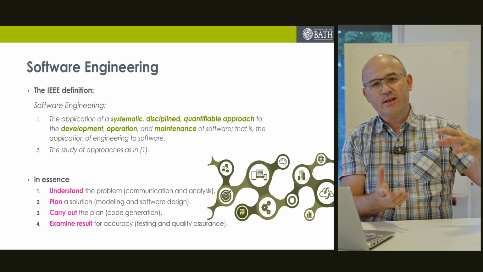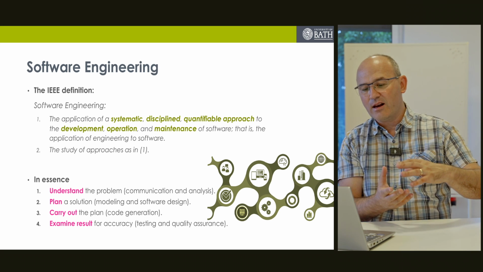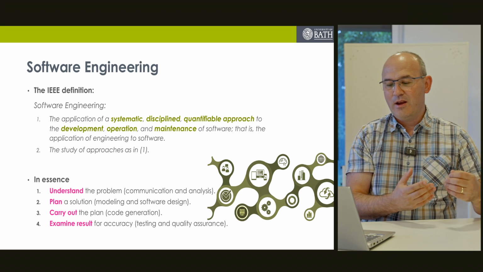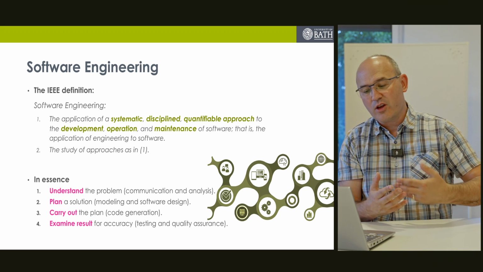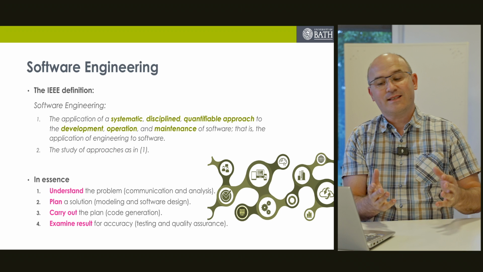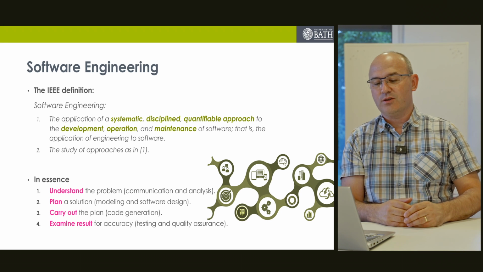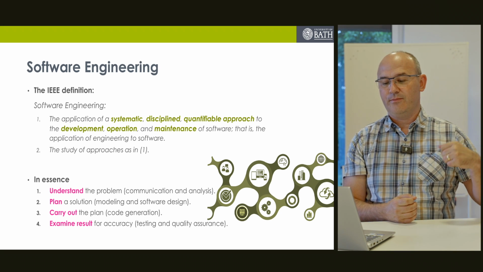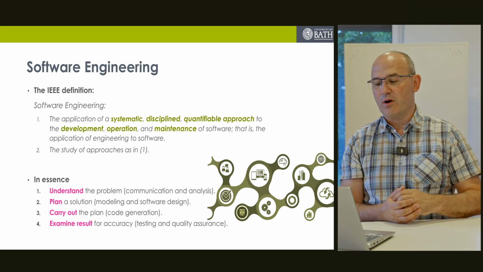So in essence, we need to understand the problem, we need to communicate and analyze the solution, we need to plan that solution through a process called modeling and software design, we need to carry out the plan, i.e. generate the code that will implement the design and the plan that we've come up with, and we then want to examine the result for accuracy, testing and quality assurance. So this is software engineering in 4 steps: understanding the problem domain, planning the solution, executing the plan, and examining the results and evaluating the results for accuracy. And very often we do all of these 4 activities in a loop, in an iterative loop, and we'll look at the processes that can support those kind of iterations.